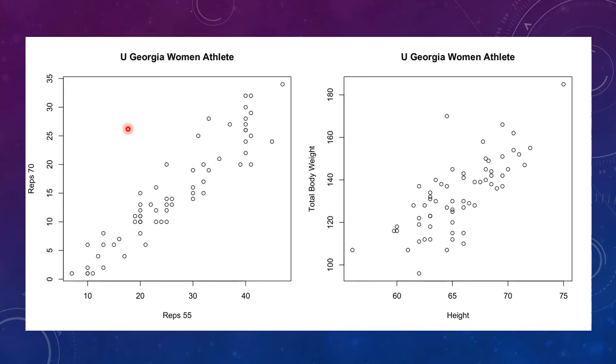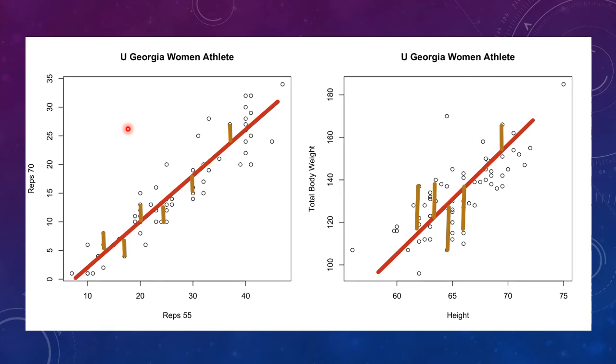We can draw the best fitting lines, which would represent our prediction of repetitions at 70 pounds and our prediction of total body weight based on repetitions at 55 pounds and height. Then we can look at the residuals for each prediction. Remember that the residuals are the difference between our prediction and the actual observation. Smaller residuals indicate a better prediction. It means that our prediction was closer to the actual observations. There was less error in our prediction. Notice how the points on the left are closer to the line, that is to say there are smaller residuals, than the points on the right, which have larger residuals.